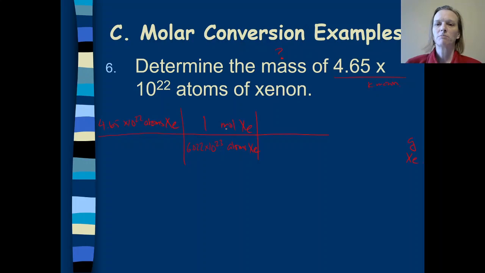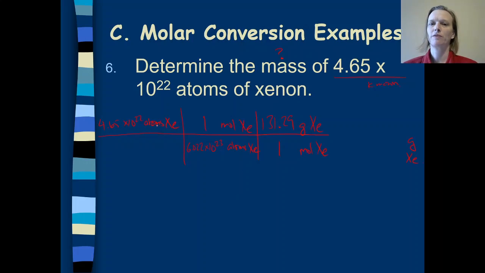But I don't want moles as my final answer either. I want to convert that to grams. So I want to get rid of moles of xenon and convert to grams of xenon. And by using the periodic table, I see that 1 mole of xenon has a mass of 131.29 grams.